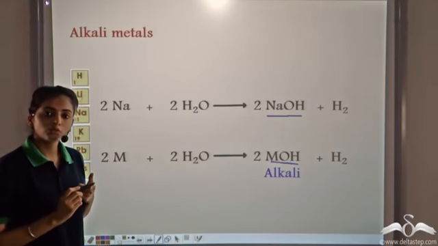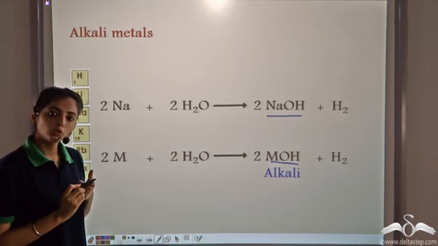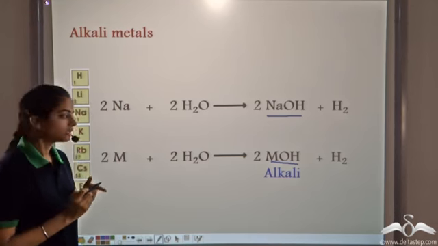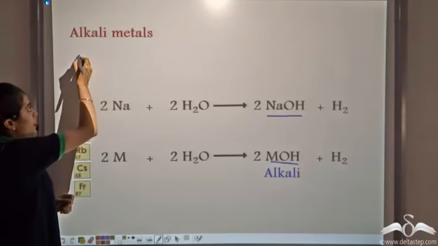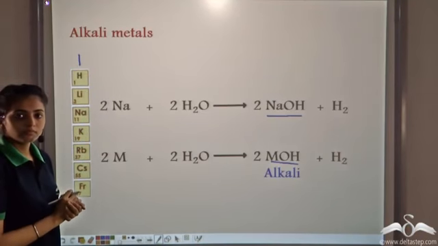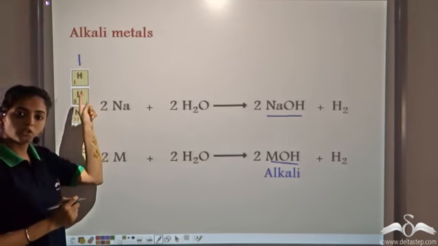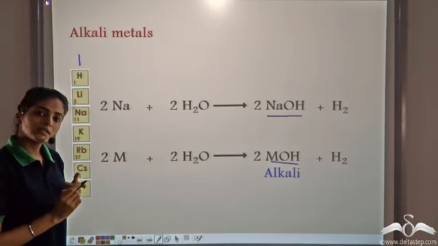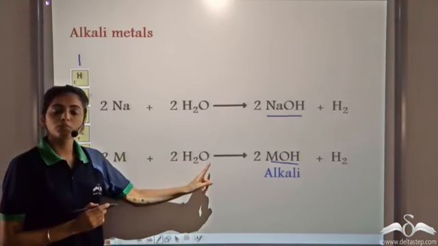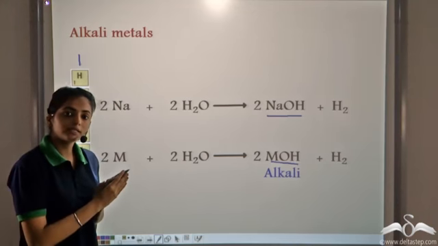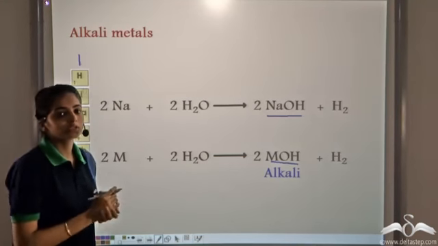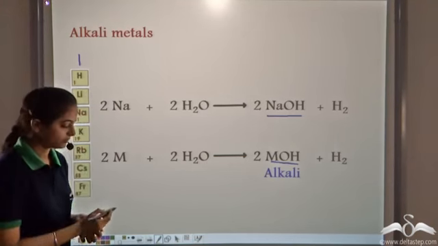We know metals are those which have 1, 2 or 3 valence electrons. These elements belonging to group 1A have one valence electron. Since they have one valence electron, they are metals, and since they form the corresponding metal hydroxides which are soluble in water, that is, they form the alkalis, they are known as alkali metals.